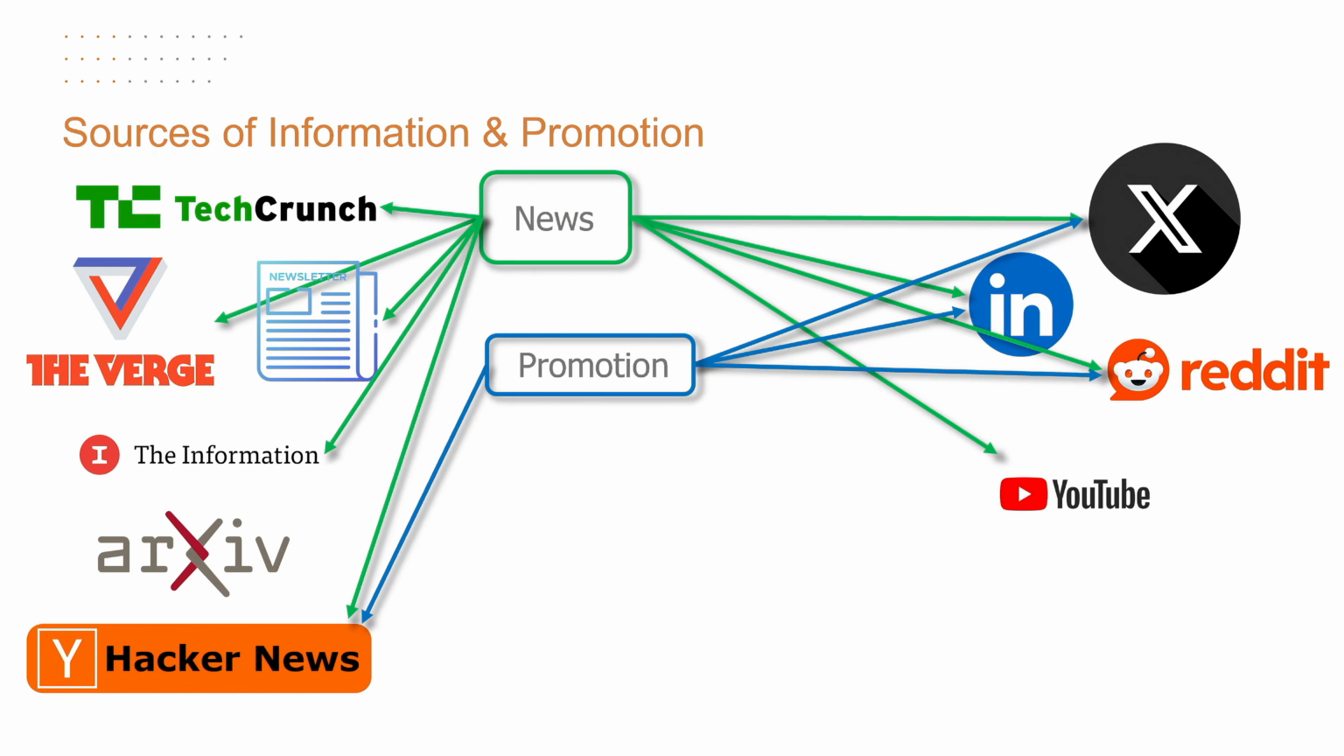Then there's X, arguably the fastest way to catch breaking news in AI. By following industry influencers and big companies, you'll get the scoop right away. Platforms like Hacker News, LinkedIn, and Reddit work similarly. They don't only keep you updated, they also help promote your articles.